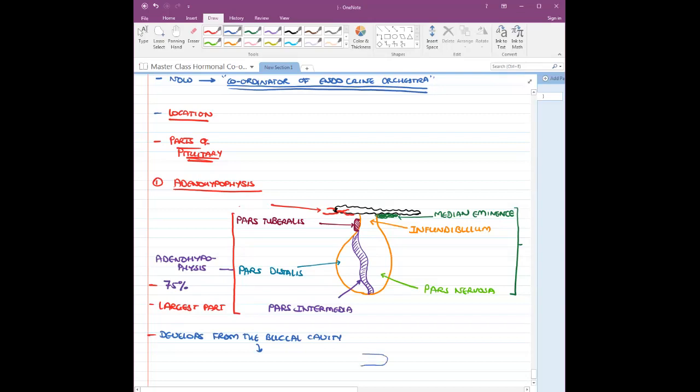Let's say this is your mouth, guys. And here there is a small cavity kind of a thing which is called Rathke's pouch. So while you were in the embryo form, this was what was happening. From the Rathke's pouch, basically this grew upwards, and from here it entered into your brain.